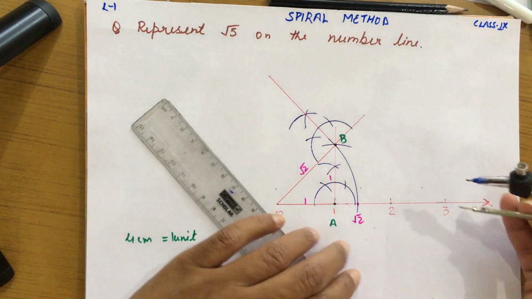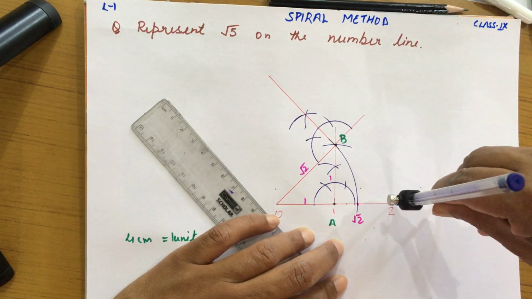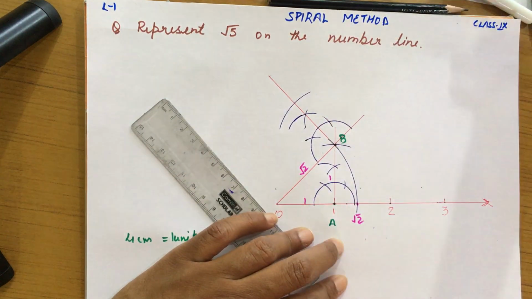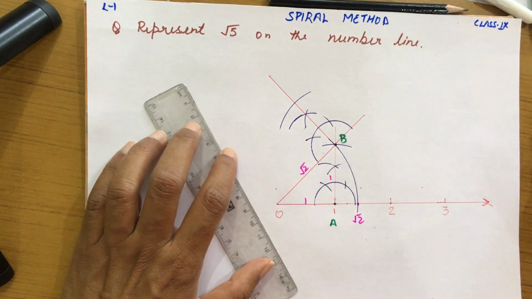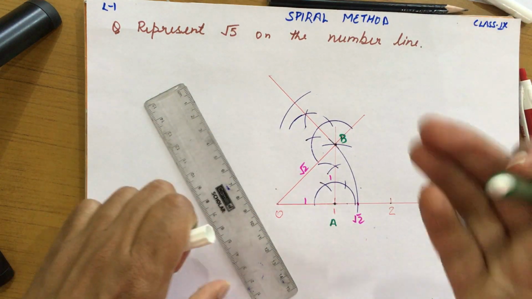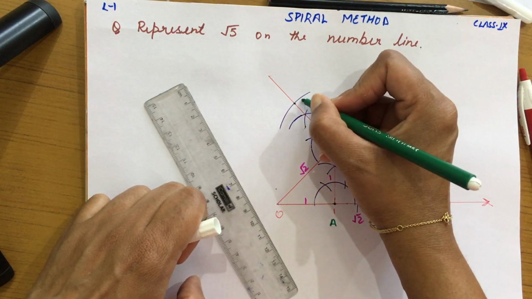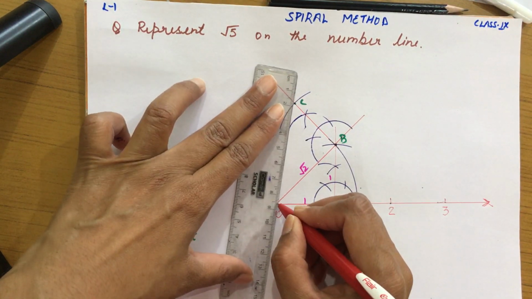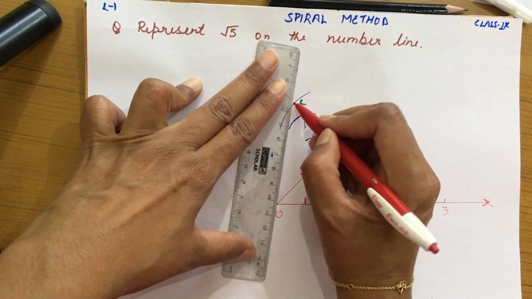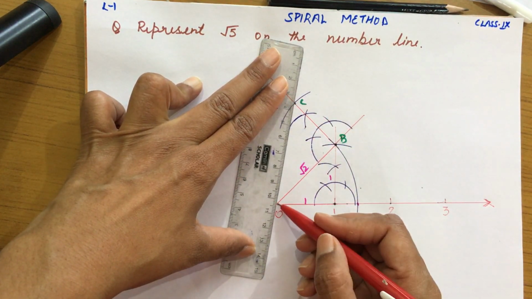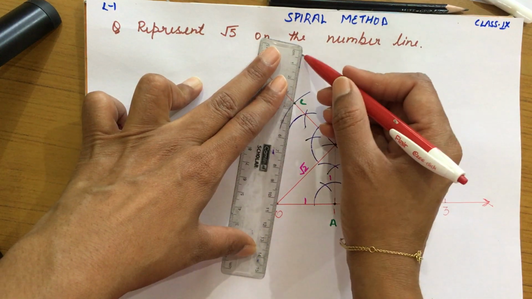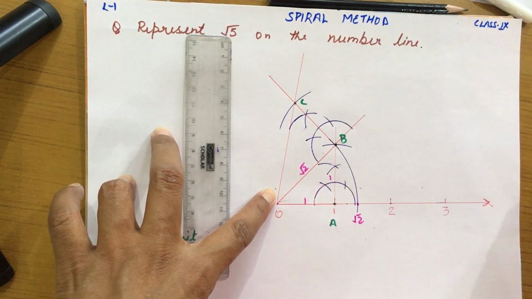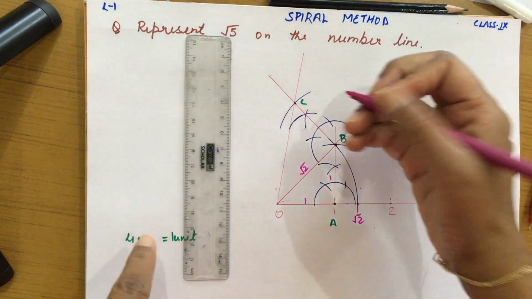Again 4 centimeter arc from B point. And then mark this point as C and then join with O or 0, and you have to extend this line also. Fine, this is my root 2 and this is my 1.